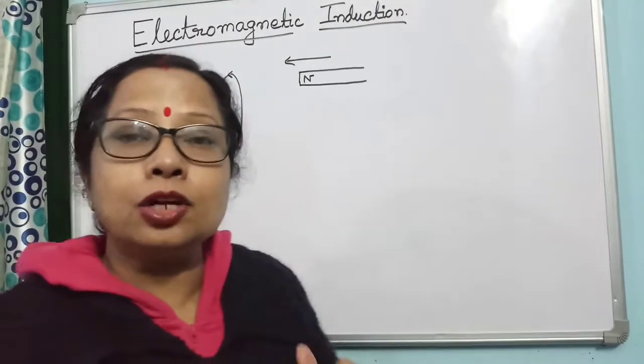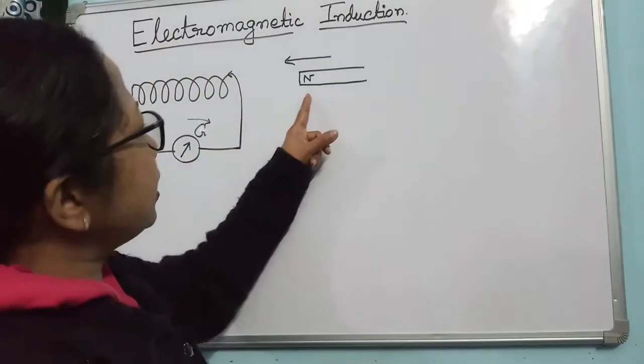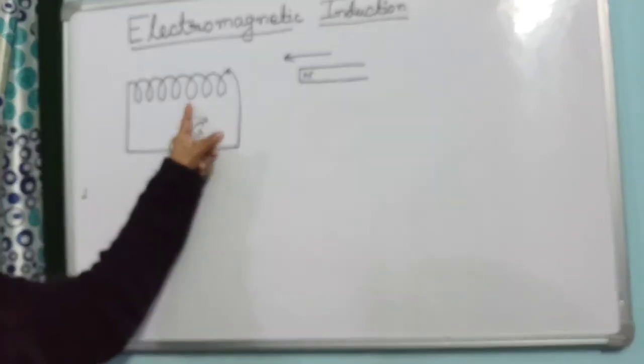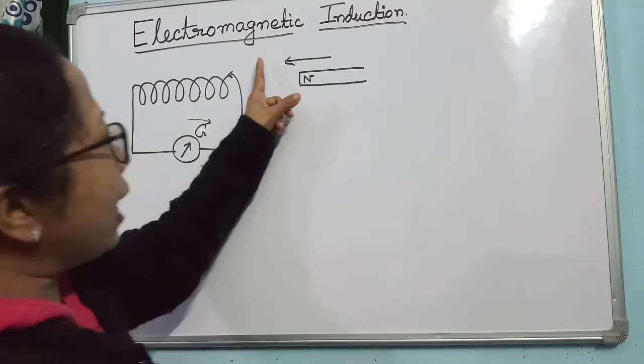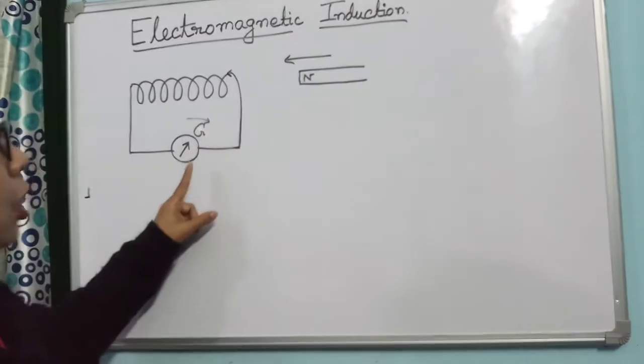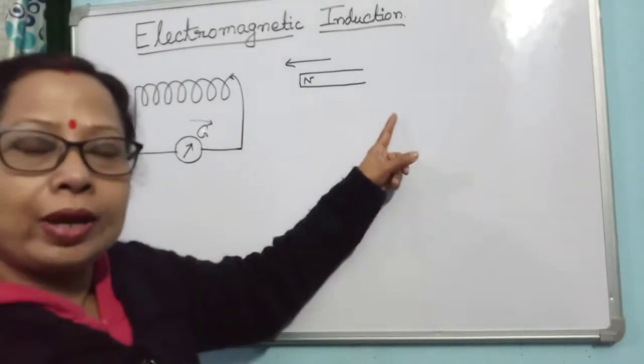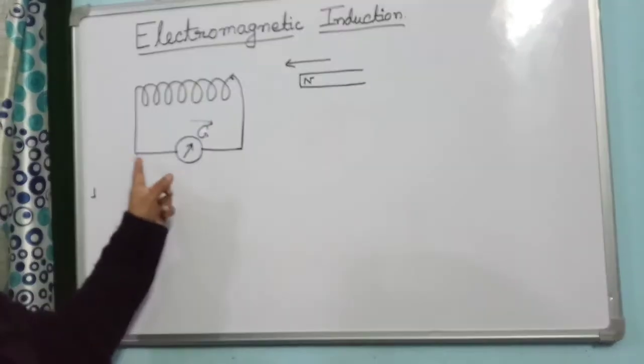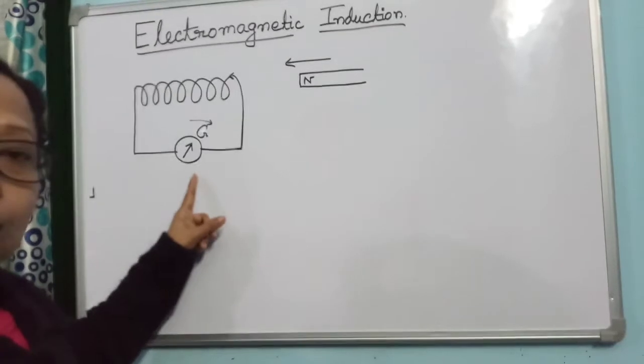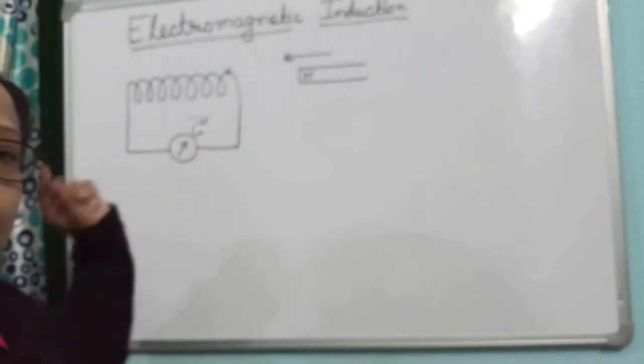Alright, then the third observation. Instead of taking the north pole towards the coil, if you take the north pole away from the coil, then you will observe again, as long as the north pole is moving, the galvanometer will deflect, but now it will deflect opposite to the previous one.